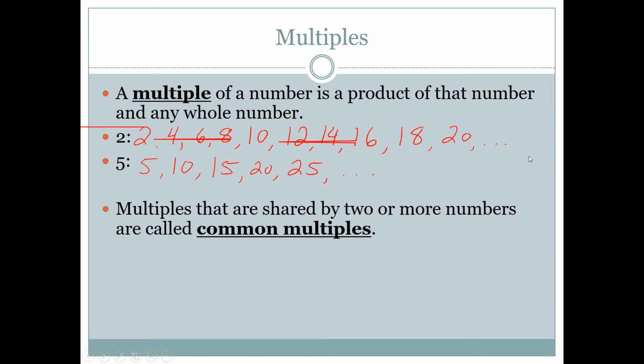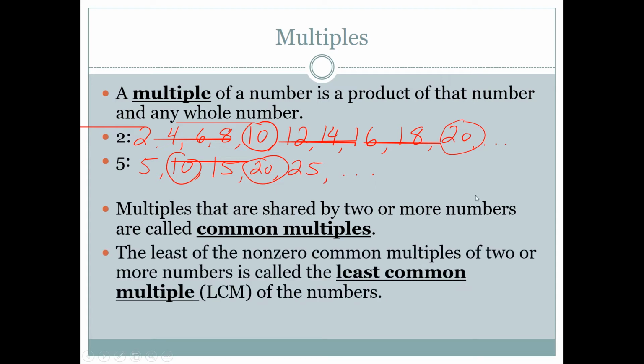Now, what we can find is common multiples. So a multiple of 2 that is also a multiple of 5, well, 10 is a multiple of 2 that is also a multiple of 5. 10 and 10. What's another? 20 and 20.